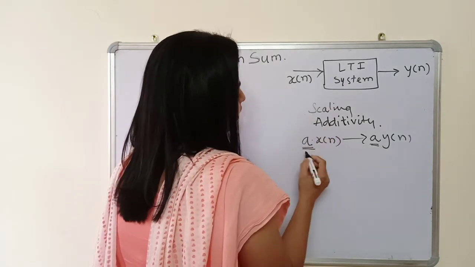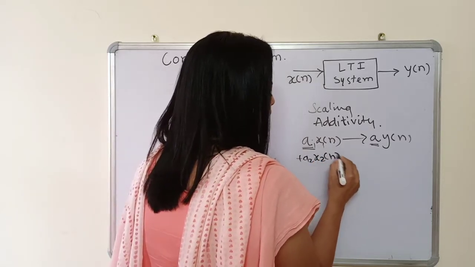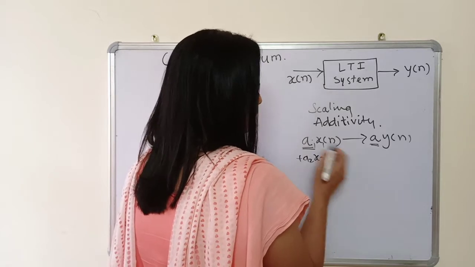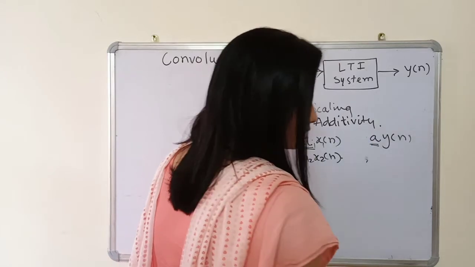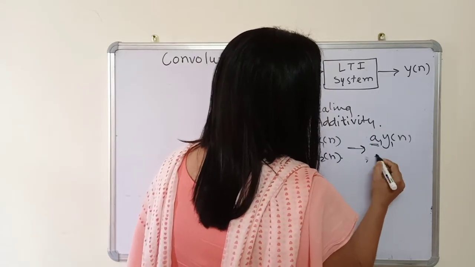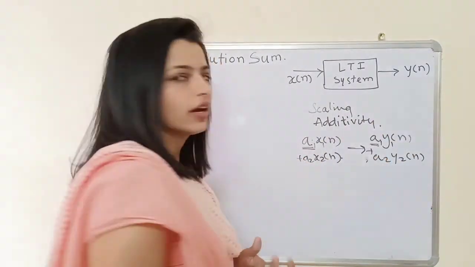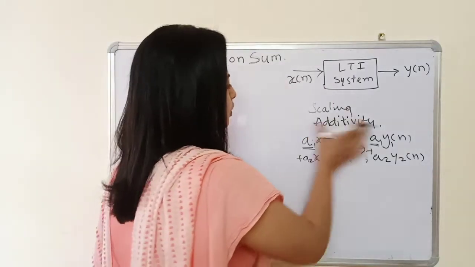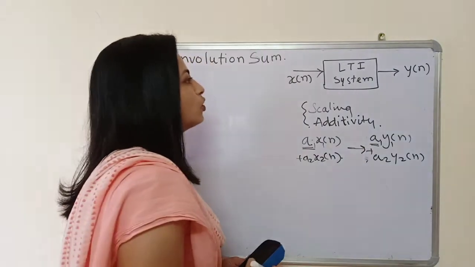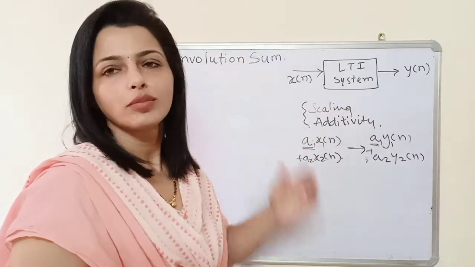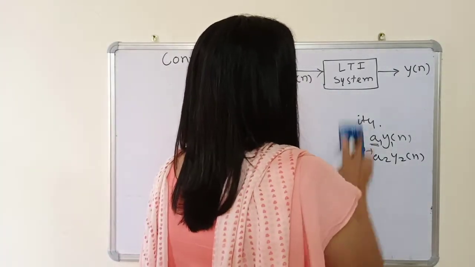Now, what is additivity? If I take several inputs, a1 x1 of n plus a2 x2 of n, and so on, I'm taking only two here, then as a total it will produce a1 y1 of n plus a2 y2 of n. So it produces the sum of all the individual outputs, which means it follows the additivity property. If a system follows both these properties together, then we say the system follows the principle of superposition and it is linear. Now we'll see time invariance.